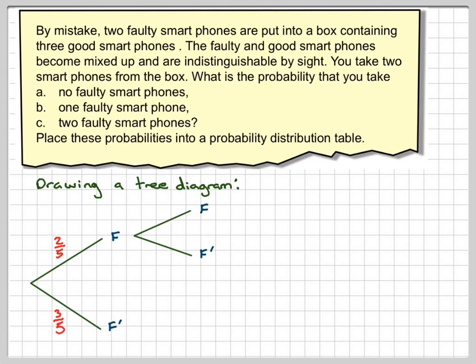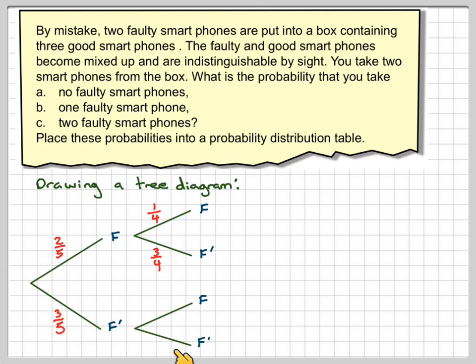You've now taken one phone out. So, for the second phone, it could be faulty or not faulty. If the first one was faulty, the probability the second one is faulty is now 1 out of 4. It's 1 out of 4 because you've taken one faulty phone out, so the 2 goes down to a 1. And then there are now only 4 phones to choose from because you've taken one out. This one, therefore, must be 3 out of 4.